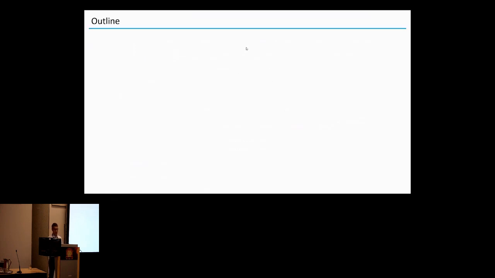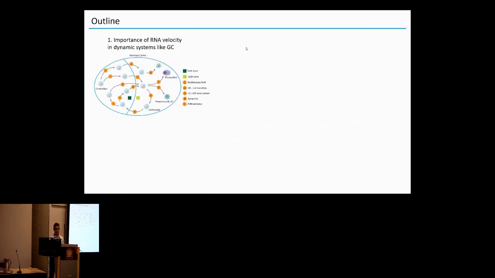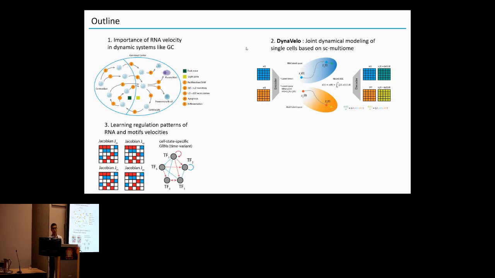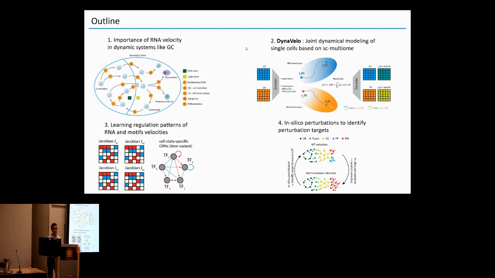So the outline of my talk is as follows. First, I will talk about the importance of RNA velocity in dynamic systems like germinal center B cells. And then I will introduce our new method called DynaVelo, which is a joint dynamical modeling of single cells using multiomics data. And then I will show how we can use these models to learn the regulation patterns of RNA and motif velocities. And finally, how we can use these models to do in silico perturbation and find the perturbation targets to restore the loss of function.